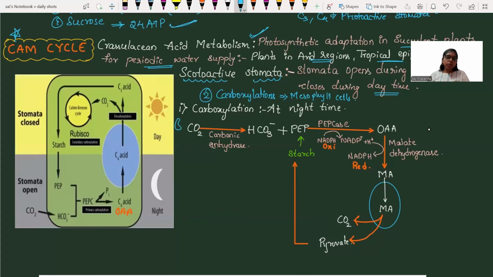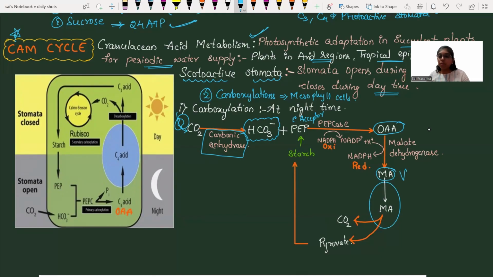At night time, when the stomata is being opened, carbon dioxide is entering, and with the help of the enzyme carbonic anhydrase, it gets converted to a bicarbonate, that is HCO3 minus. Again here, the primary acceptor is PEP. By the enzyme PEP case, it gets converted to OAA. The same process. OAA will turn to malic acid and there it is going to bundle sheath cells.